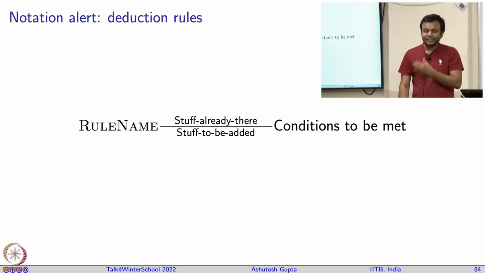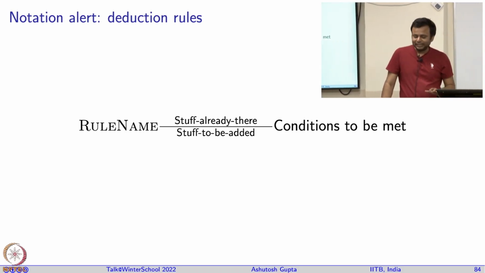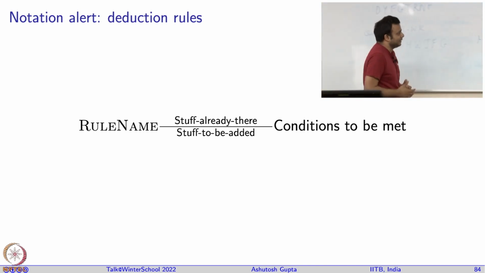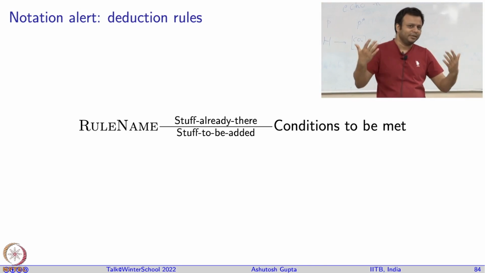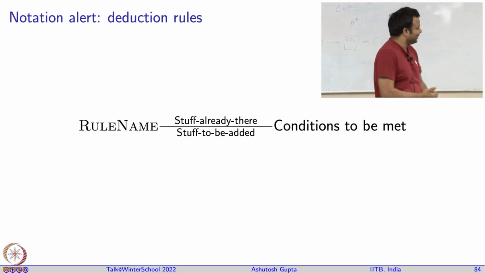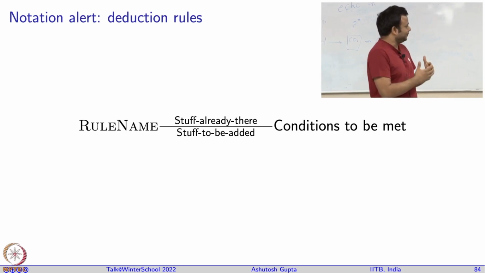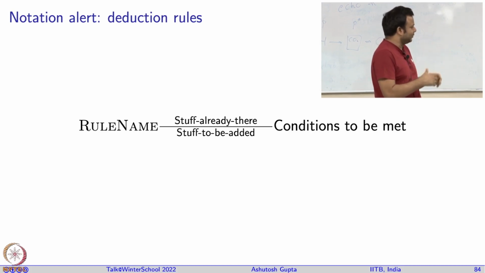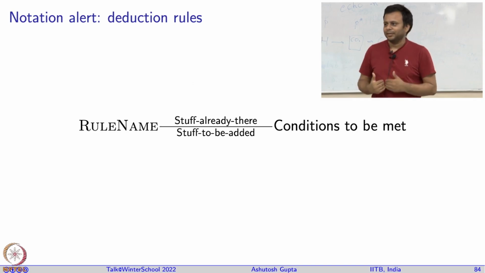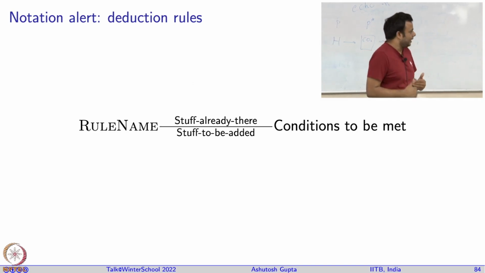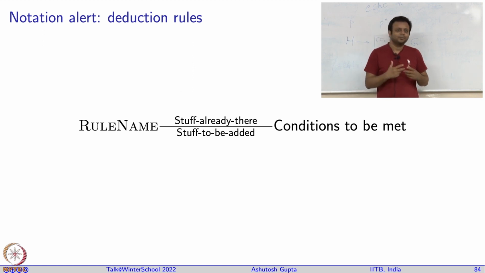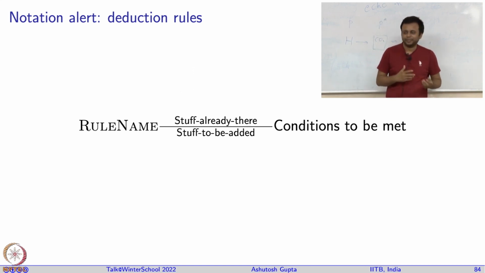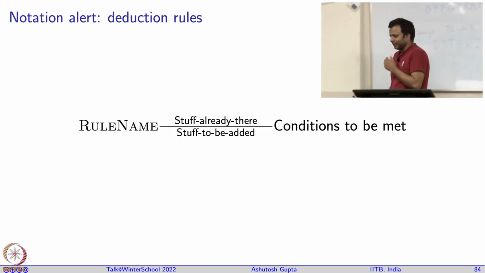So there is a deduction rule system. Deduction is something you must have seen: if I know a few things, I can derive something. You may have seen it, may not have seen it, but I'm showing it for the first time. So there's a rule, stuff which we already know, and from these things, what stuff we can derive. And then you say what conditions need to be met, why and when you can apply this rule, and when you cannot. So let's look at a few examples.